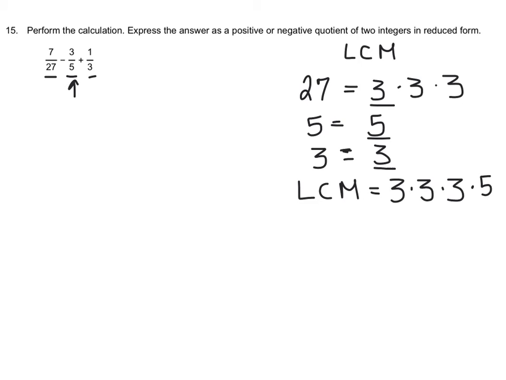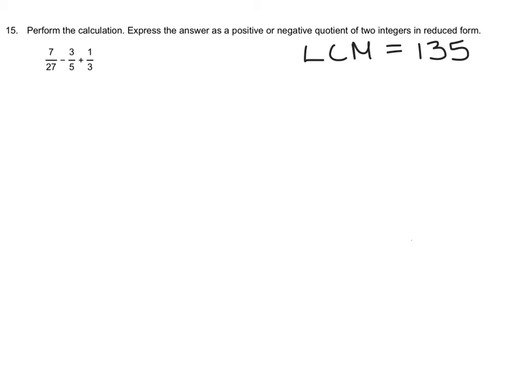So the LCM is 3 times 3 times 3 times 5. And when we do that multiplication, we get 135. So the LCM is 135. Now that I know that the LCM is 135, I'm going to rewrite each fraction having a denominator of 135.